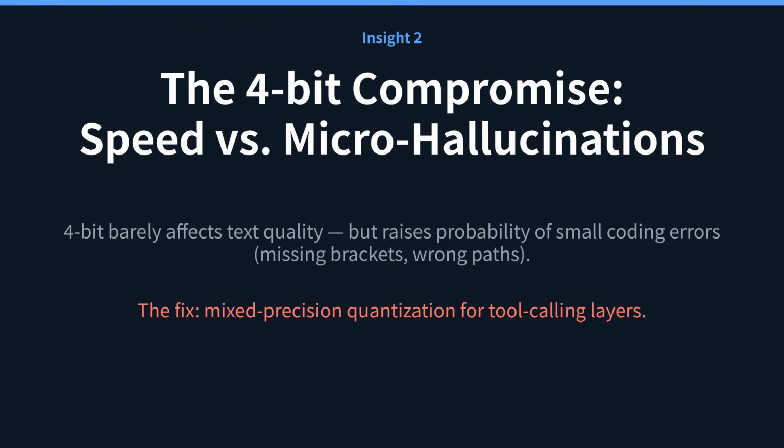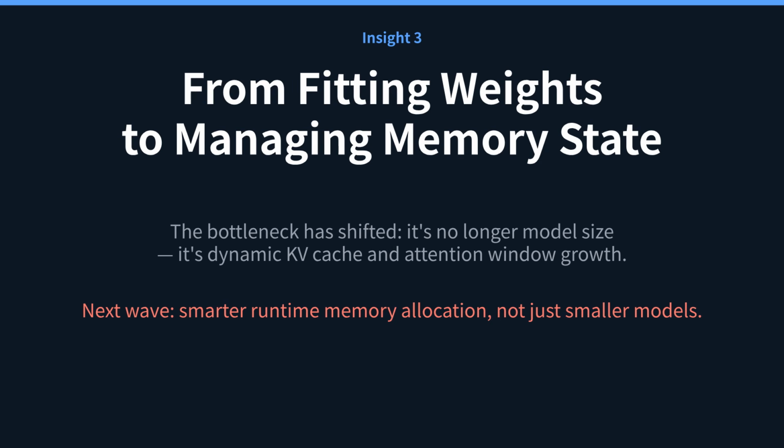The path forward likely requires mixed precision quantization, keeping the layers most responsible for precise tool calling at higher bit depth while compressing less critical layers further. Gemma 4's SWA architecture and the intense VRAM optimization it required point to a shift in how we should think about local AI infrastructure. The challenge is no longer just fitting weights into memory. It's about managing dynamic memory state during inference, controlling how the KV cache and attention windows grow as context accumulates.